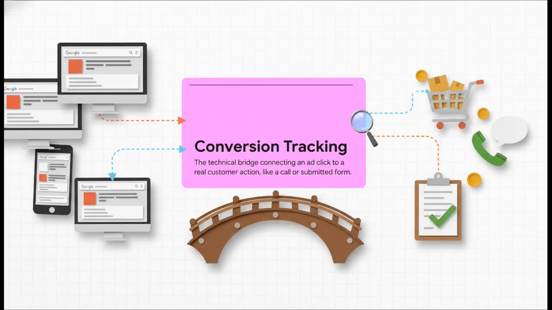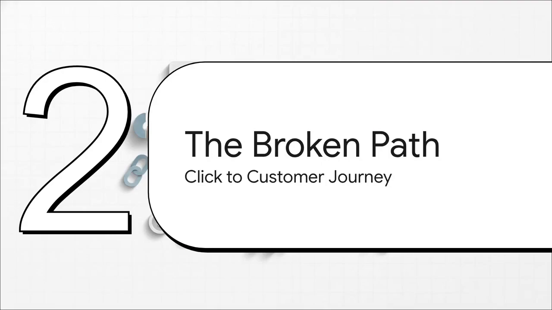Here's the key. If you're only tracking the stuff on the left, you are missing the entire story. So how do you track the things that actually matter? The answer is something called conversion tracking. Just think of it like a technical bridge. It's the one thing that connects an anonymous ad click to a real person taking a real action on your site. Without that bridge in place, you can't tell Google or yourself which clicks were valuable and which ones were just noise.